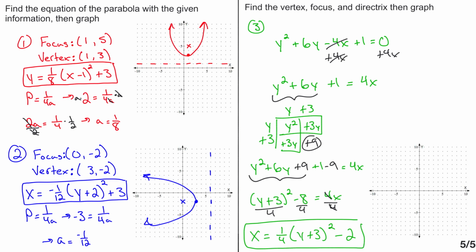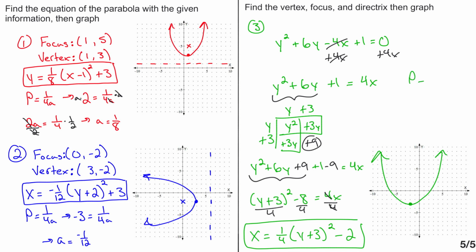So we're going to be shifted down 3 and left 2. There's our vertex. I also know that it is going to be facing upwards, something like this, because the a value is positive, but now I need to find my focal length. I need to find the p value.